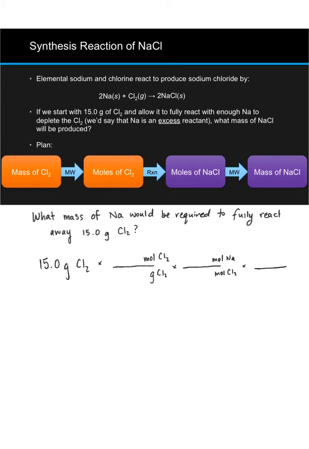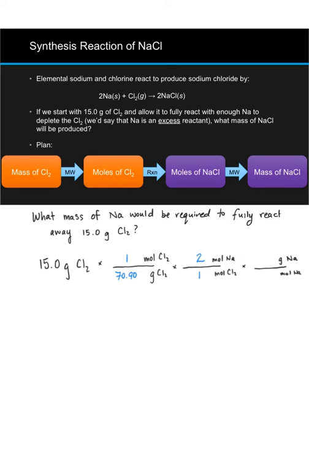Lastly, once we have moles of sodium, we can move from moles of Na into grams of Na, given the molar mass of sodium. To fill in these conversion factors, we need a molar mass here. The molar mass of chlorine we determined earlier as 70.90 grams per every 1 mole. To fill in the second conversion factor, we need a balanced reaction. Moles of one substance, sodium, is 2 according to our balanced equation. Moles of the other substance, chlorine, is 1.